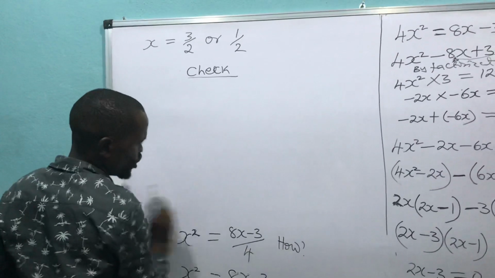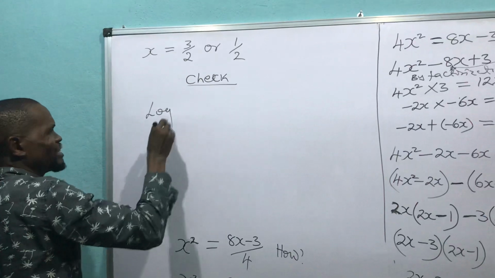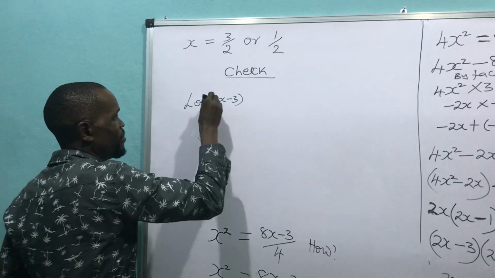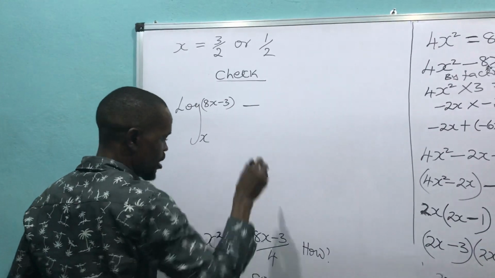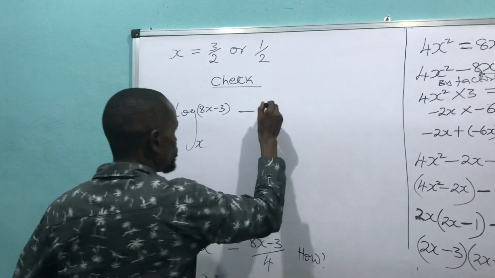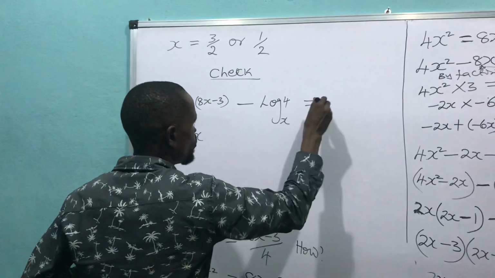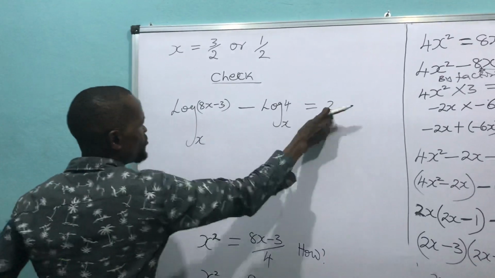Go back to the equation. What's the equation? The equation says log of 8x minus 3 base x, minus log of 4 base x, is equal to 2. Let's see whether when we put the value here, it will give us 2.